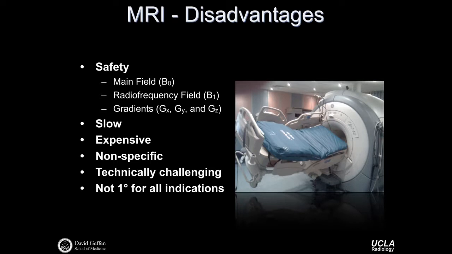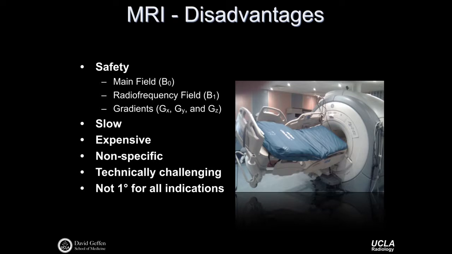Now, of course, any imaging modality that has advantages will also have disadvantages. Amongst the major disadvantages for MRI, it's mostly related to safety. And all the various magnetic fields that are used in MRI have according safety considerations. And we'll discuss these when we get into the hardware components of this lecture series. But the main field, the B0 field, the radio frequency field, the B1 field, and the gradients can all contribute a range of different safety considerations.